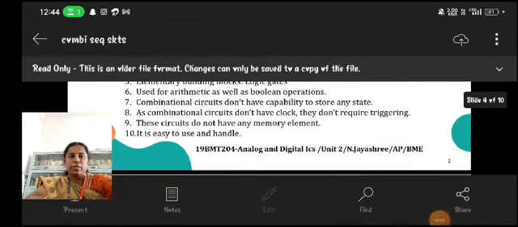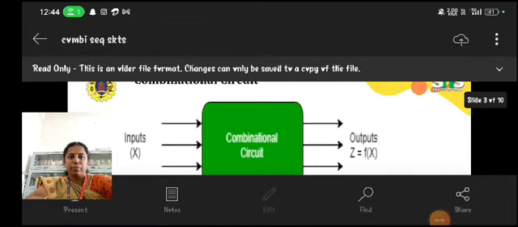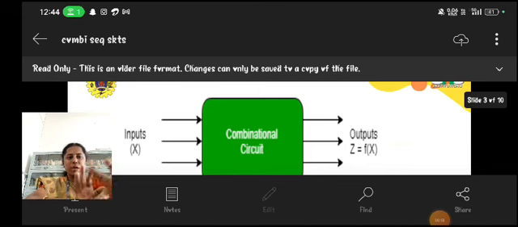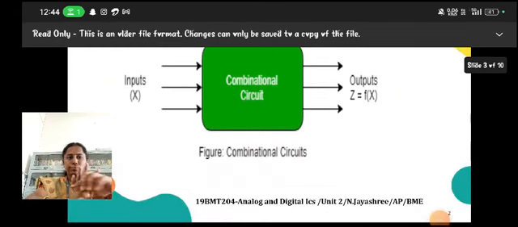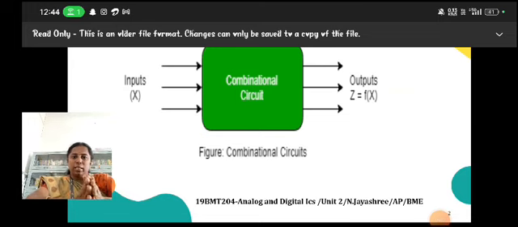Let us recap this block diagram again. The combinational circuit has the inputs at that instant only, and it produces the output based on this input. This is the main function of the combinational circuit. The examples of combinational circuits are AND gate, OR gate, XOR gate, NOT gate and NAND gate. These logic gates are examples of combinational circuits.